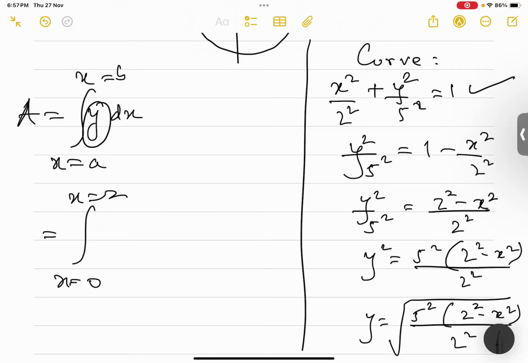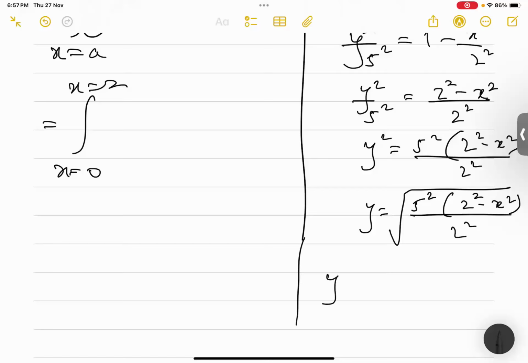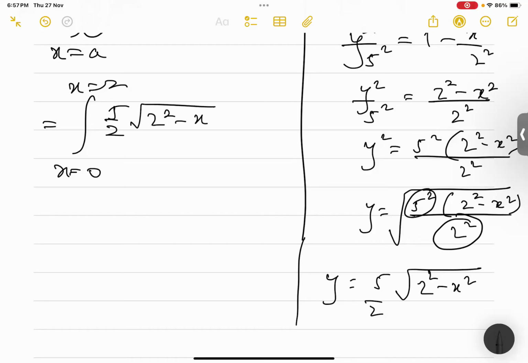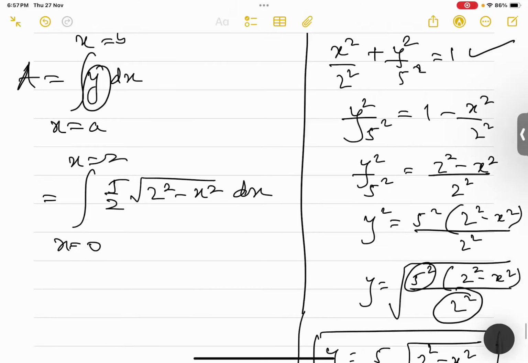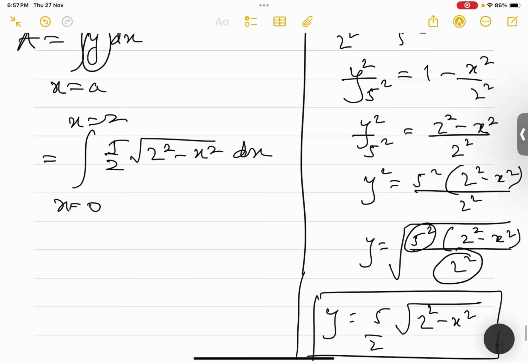This should be copied horizontally on the side. Y is equal to 5 square root is 5, 2 square root is 2. Root of 2 square minus x square. So y is 5 by 2 root of 2 square minus x square. We got the value of y. These are rough steps on the right hand side. Whatever is written, those are rough steps.